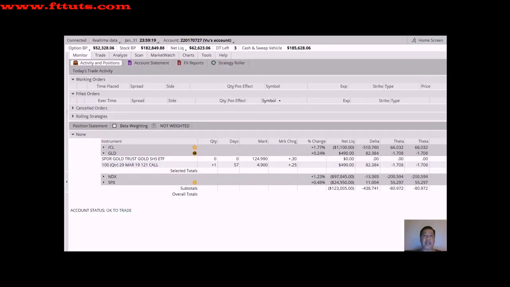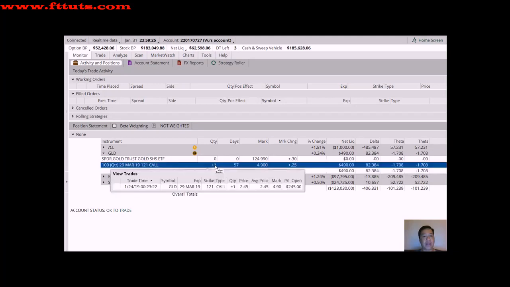Hi, today I would like to follow up on one trade we entered, right? Recall that was on the 24th of January, and today is January 31st, so about a week ago we entered a trade using a long call option, and we bought GLD, which is the gold ETF, at the price of $2.45.